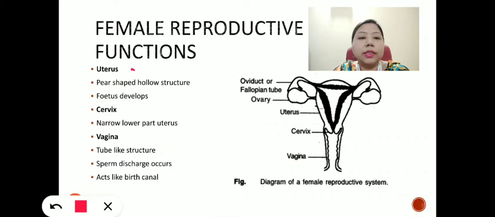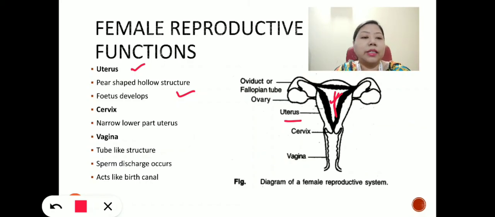So the other component is the uterus. So the uterus is a pear-shaped hollow structure. Here is the uterus. Yes, so this part is the uterus. So it is a hollow pear-shaped structure, and it is the site or the place where the fetus develops.